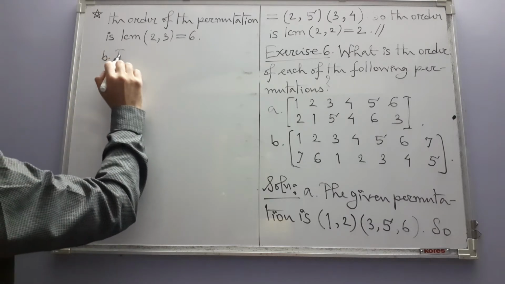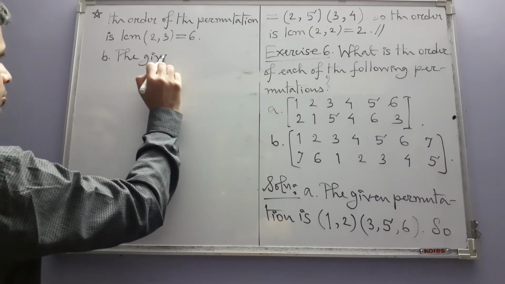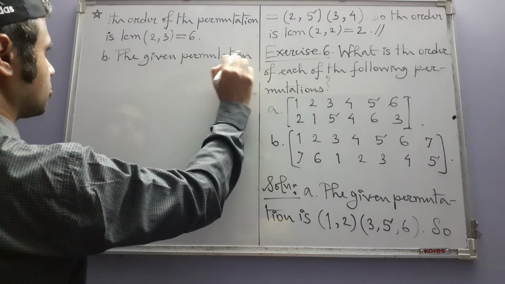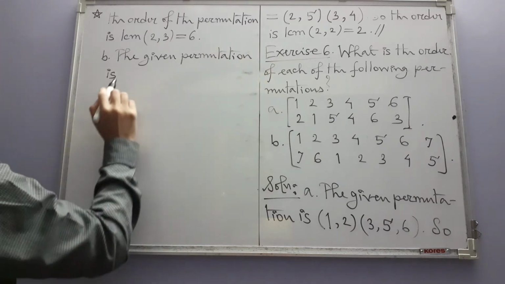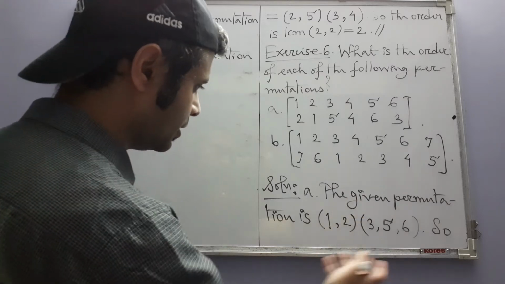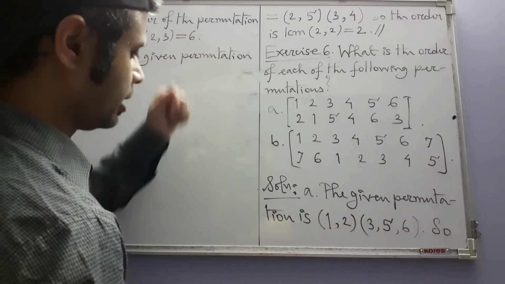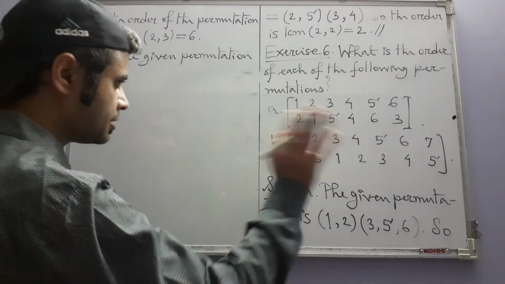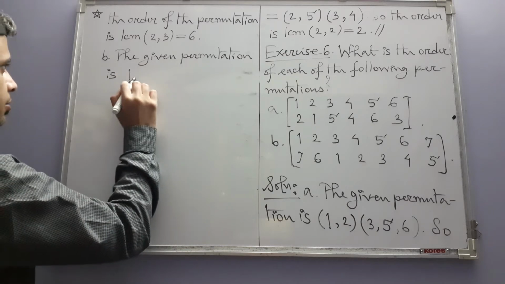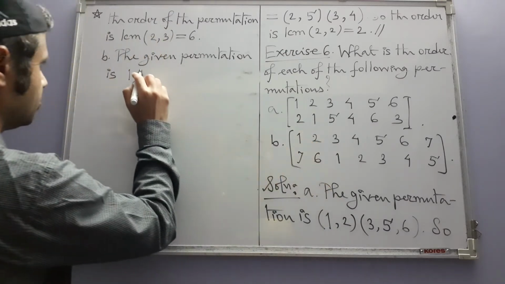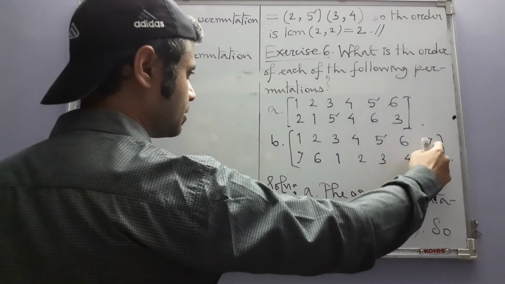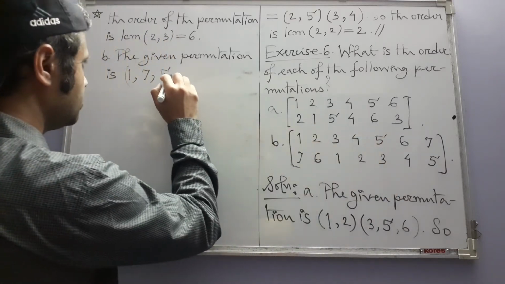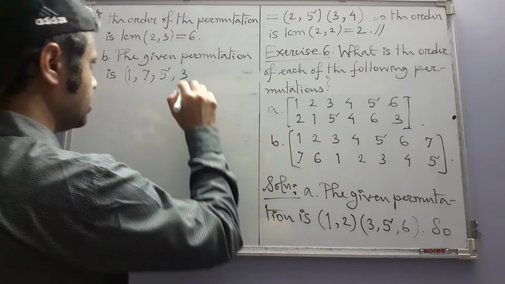We have already written these things here, but there was no need to write this again anyway. So now this is our permutation. Let us start with 1 to 7, 7 to 5, then 5 to 3, and then 3 again goes back to 1.